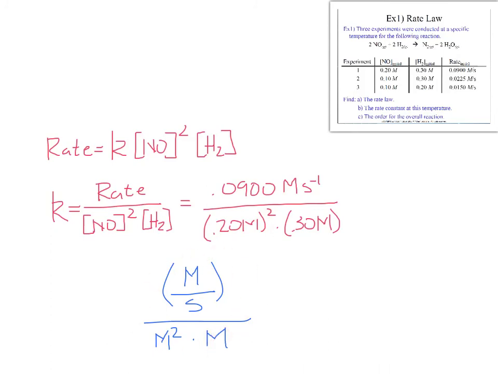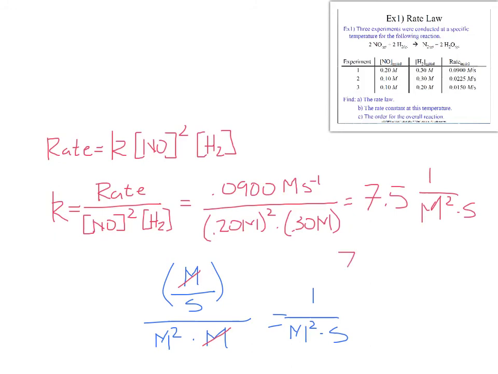So that means that M is going to cancel out M, and what we are left with is 1 over molar squared times seconds. Okay, so it's 1 over M squared times seconds. That means that's going to be our units on our answer. And so now that we've got that out of the way, we can go ahead and plug the numbers in, and our calculator is going to tell us correctly that the rate constant for this reaction is 7.5. And the units on that is 1 over molar squared times seconds.